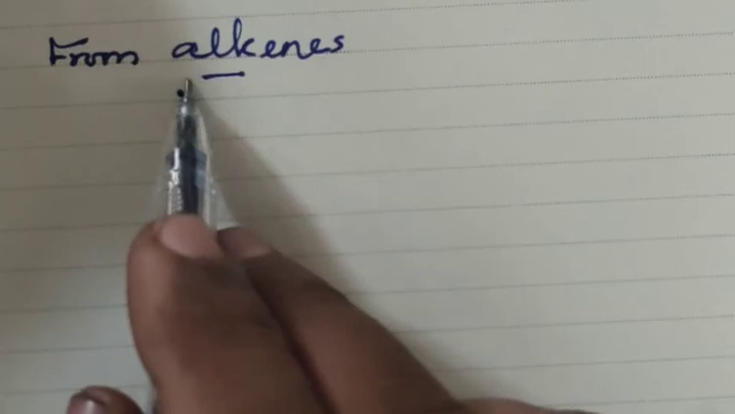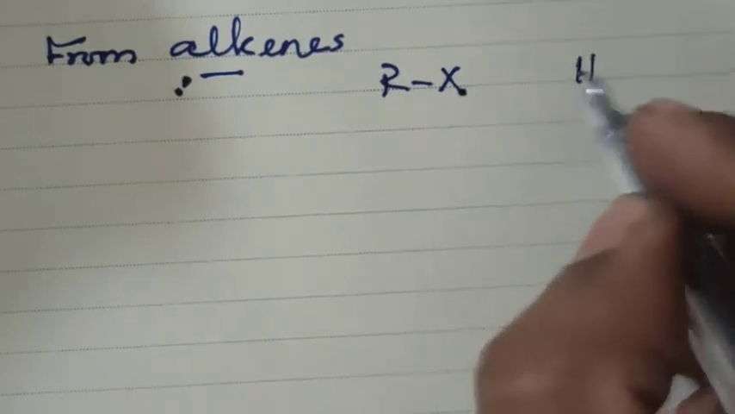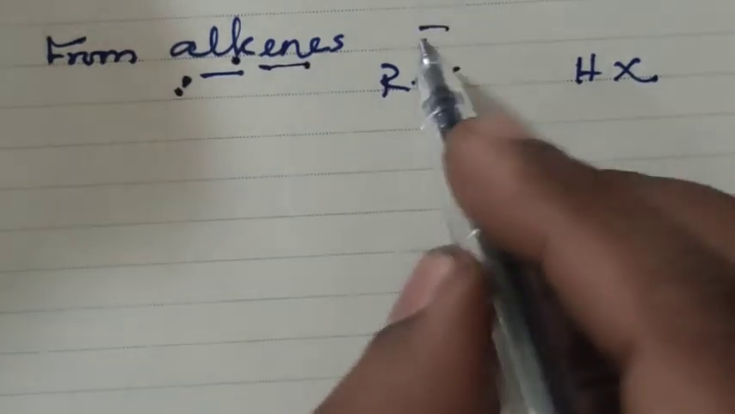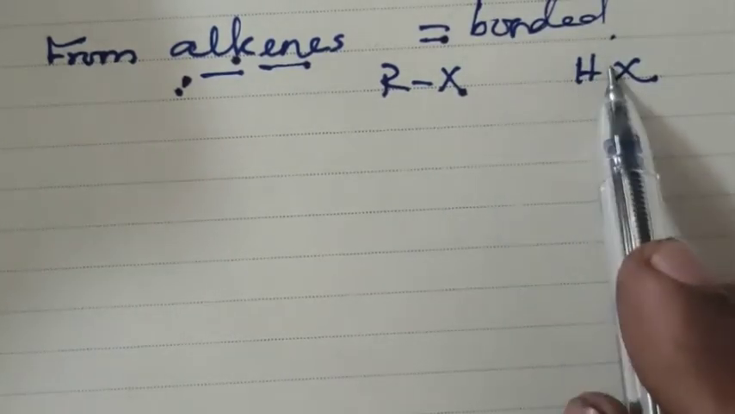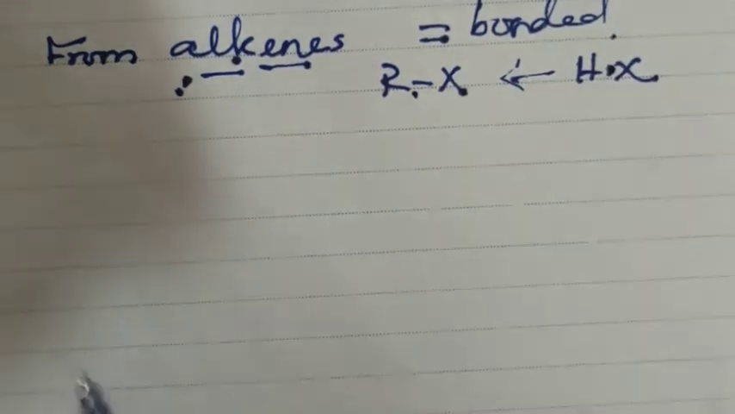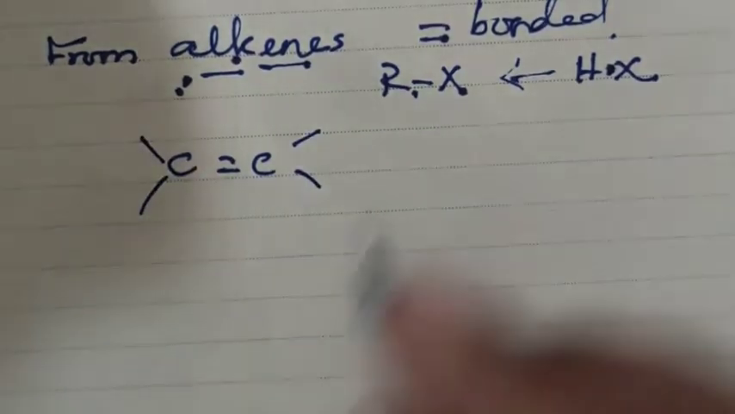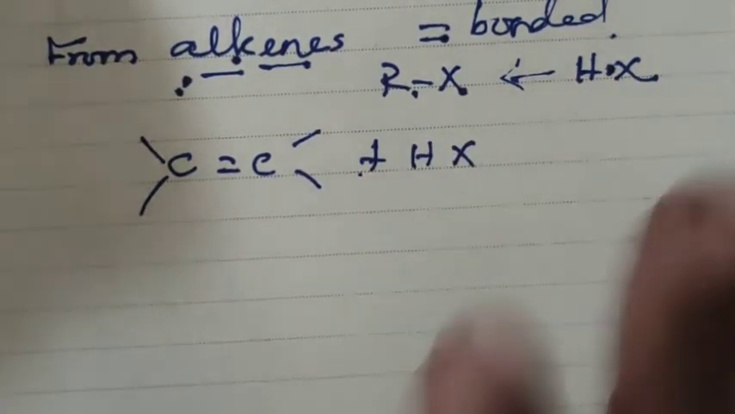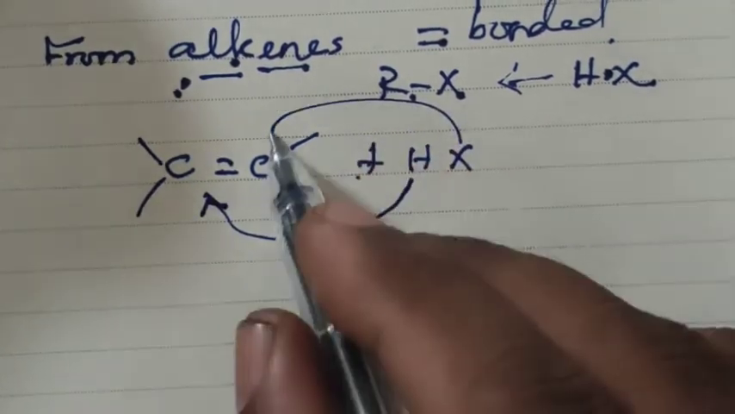Alkenes are converted into alkyl halide by reaction with hydrogen halide. What do you mean by alkenes? Alkenes means double bonded compounds. A double bonded compound, when reacted with the hydrogen halide, gives alkyl halide. For example, C double bond C is an alkene. When the alkene reacts with HX, a simple addition reaction takes place. Addition means this hydrogen adds to one of the carbons, and X adds to the other carbon.